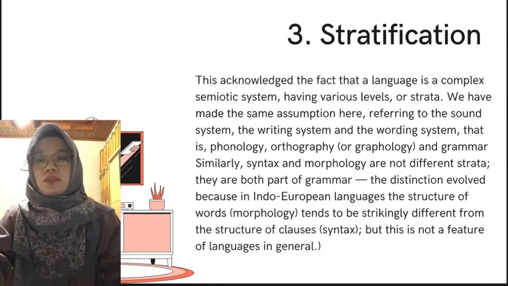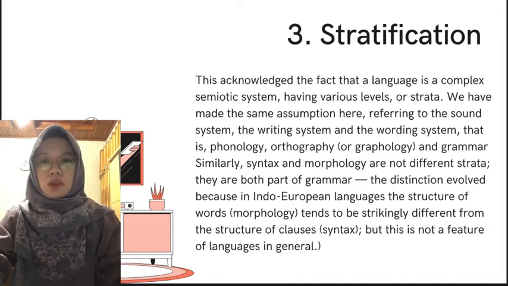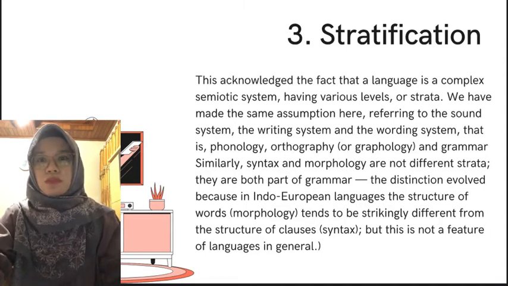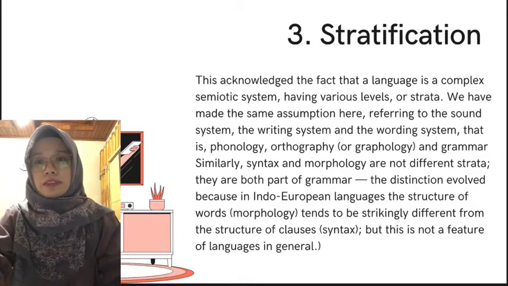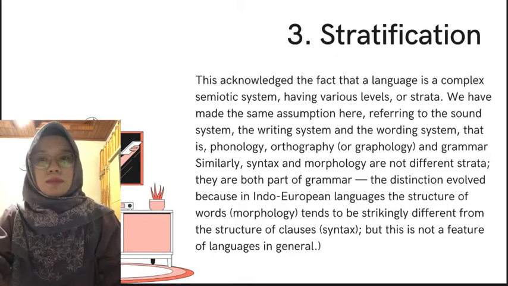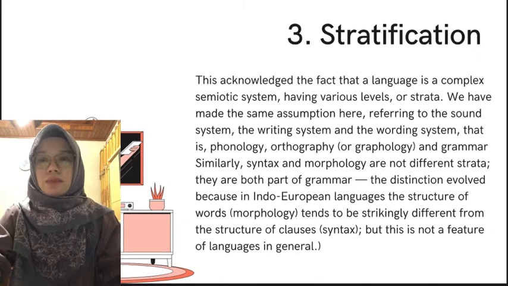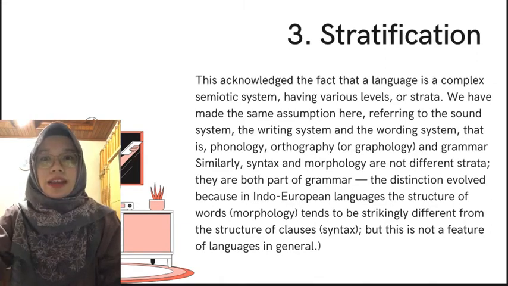The distinction evolved because in Indo-European languages, the structure of words, morphology, tends to be strikingly different from the structure of clauses, syntax, but this is not a feature of languages in general. What does it mean to say that these are different strata? In infants' proto-language, which does not yet have grammar in it, the elements are simple signs. For example, a meaning like "give me that" is expressed directly by a sound like na na na na na, or maybe a gesture of some kind.